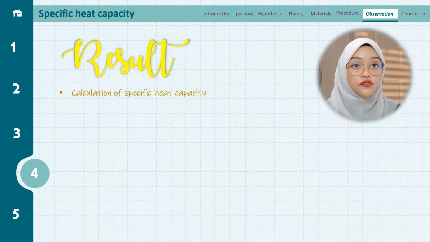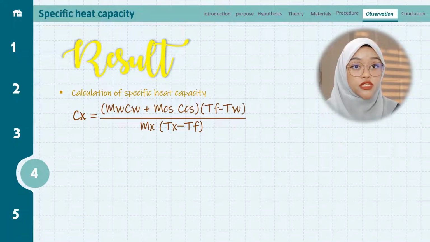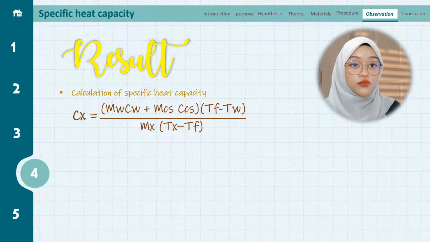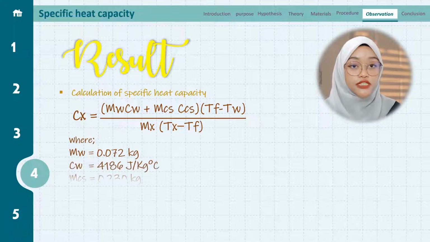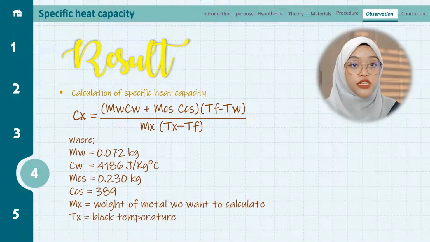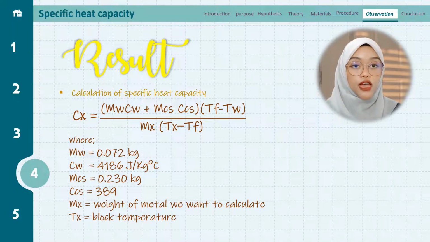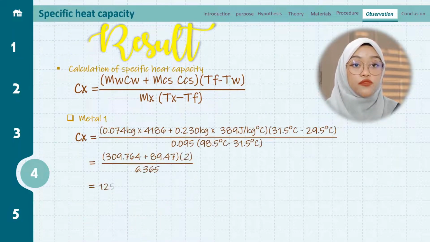As for the calculation of specific heat capacity, we can use the formula to calculate the specific heat capacity for the three metal blocks. The MW that we get is constant, which is 0.04 kg. The CW is also constant, which is 4189. The MCS is 0.230 kg. The CCS is 389. The MX is the weight of the metal that we want to calculate, and the TX is the block temperature.